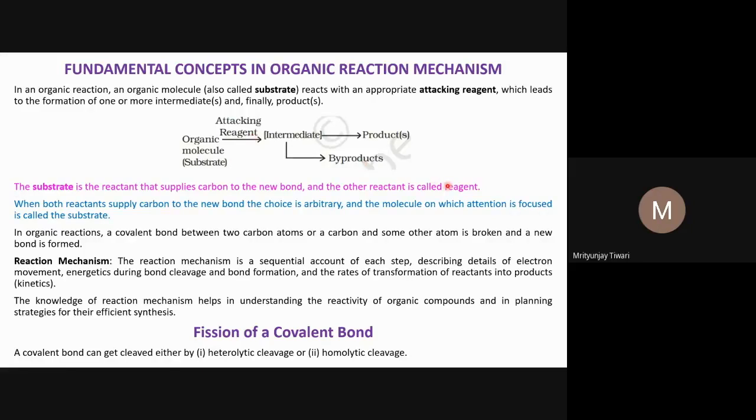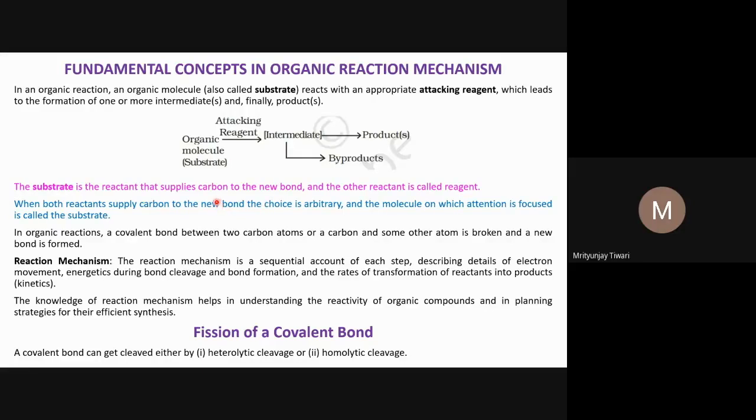Suppose there are only two reactants for an organic reaction. The reactant which provides the carbon atom to the new bond is the substrate, and the other reactant is called the reagent. Suppose there are more than two reactants and only one is providing a carbon atom to a new bond, then the other reactants are called reagents, and the one which provides the carbon atom to the new bond is called the substrate.